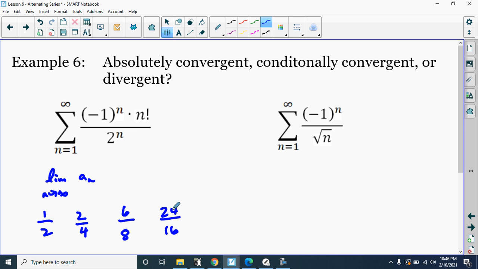Something more than 1. Was that 3/2? So my terms are not decreasing, therefore this diverges.